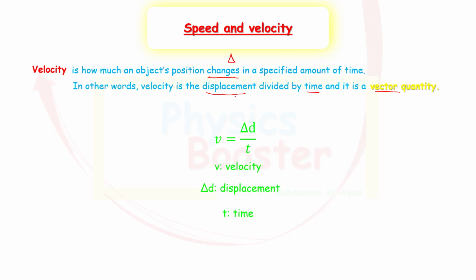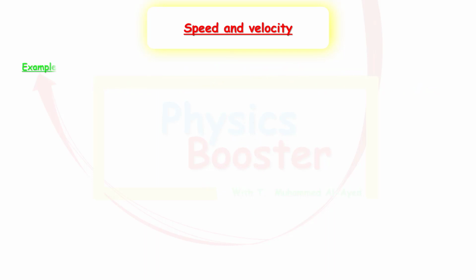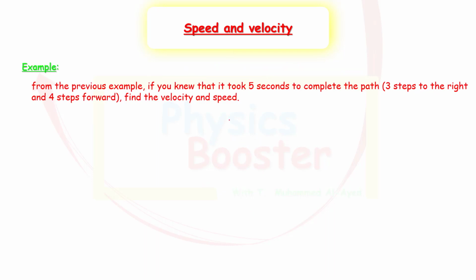So mainly the difference between speed and velocity is that speed is the distance over time and velocity is the displacement over time. Going back to the example we saw in the previous video. Remember, we described a motion. We said if you went 3 steps to the right and then you went 4 steps forward, and we asked what is the distance and what is the displacement. We said that the distance is simply 3 plus 4, which was equal to 7. So this was the distance, okay?